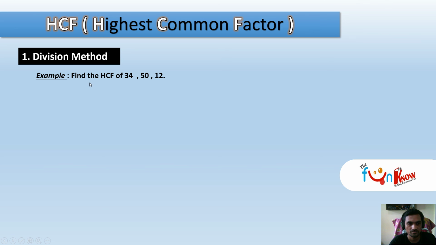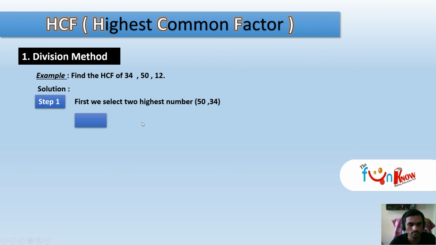So here we have an example. Find the HCF of 34, 50 and 12. So how do we solve this? The first step is to select any two numbers which are the highest in the given set of numbers. Which are the highest two numbers? You can see 34 and 50 are the highest numbers. So we take 50 and 34.